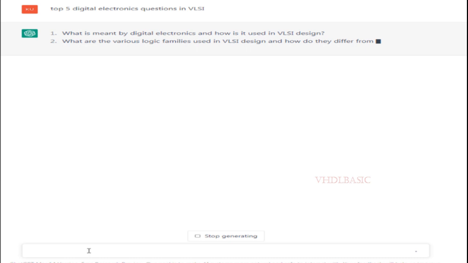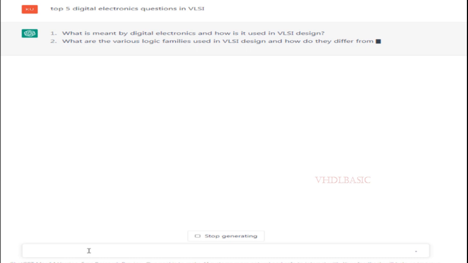Next one, CMOS, complementary metal oxide semiconductor. CMOS is another popular logic family that is known for its low power consumption and high noise immunity. It is commonly used in applications such as microprocessors, memory circuits, and other signal processing. Next one, ECL, emitter coupled logic. ECL is a high-speed logic family that is commonly used in applications that require extremely fast switching speed, such as telecommunications and high-speed data processing.